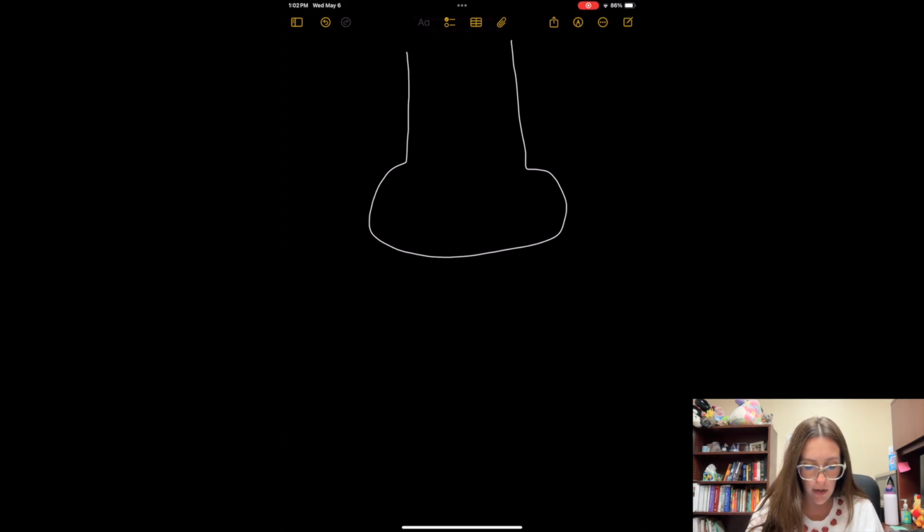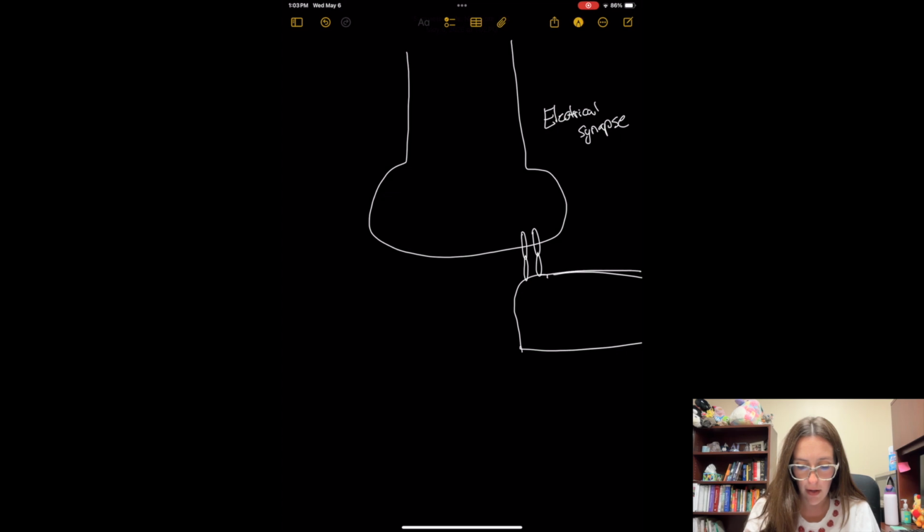The first variation is what we refer to as an electrical synapse. And in an electrical synapse, we have gap junctions, right? So where I've got my cell, and it's fully connected, my cytosol is completely connected. And so in that case, the action potential is actually just going to keep going.